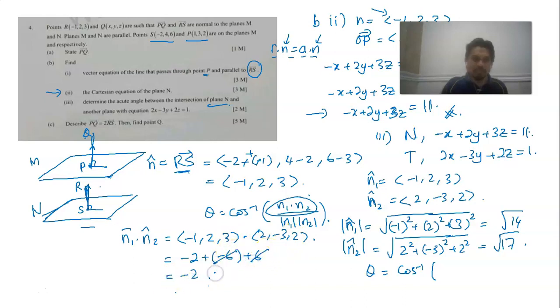It is -2 here. Because the value is negative, we are going to come up with positive, because for this part it must always be positive. So that's why it comes out with 2. So 2 divided by square root of 14 and square root of 70, and this will give you 97.4 degrees. So the acute angle.